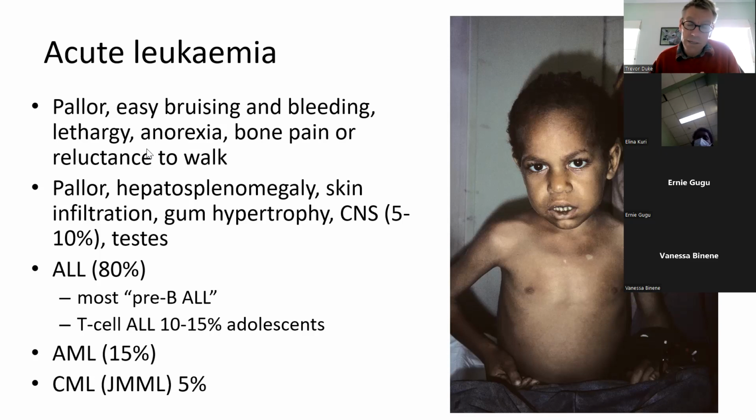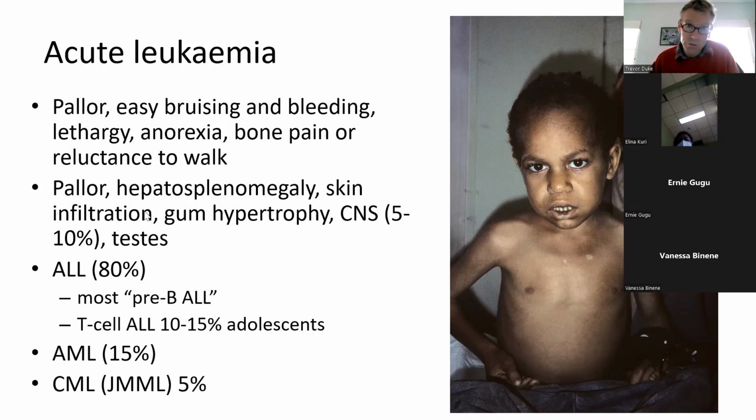And they often have lethargy or anorexia, and often bone pain, because there's infiltration of the bones and the bone marrow with the lymphoblasts, with the leukemic cells, and that causes bone pain. So bone pain and reluctance to walk could be anything. It could be an infection, or trauma, or arthritis, but it also could be leukemia. So when you hear of a child having bone pain and refusal to walk, especially with other chronic illness features like anorexia and weight loss, then think of leukemia.